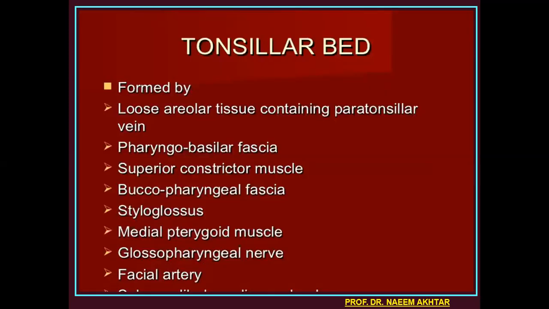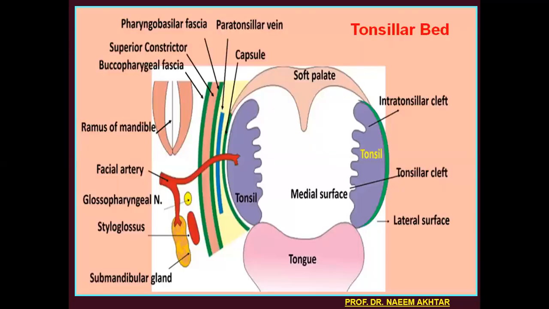Tonsillar bed. Tonsillar bed is formed by loose areolar tissue containing the paratonsillar vein, pharyngobasilar fascia, superior constrictor muscle, buccopharyngeal fascia, styloglossus, medial pterygoid muscle, glossopharyngeal nerve, and facial artery. This is a figure showing you the tonsillar bed of the right palatine tonsil. You can see different structures which form the bed of the palatine tonsil.